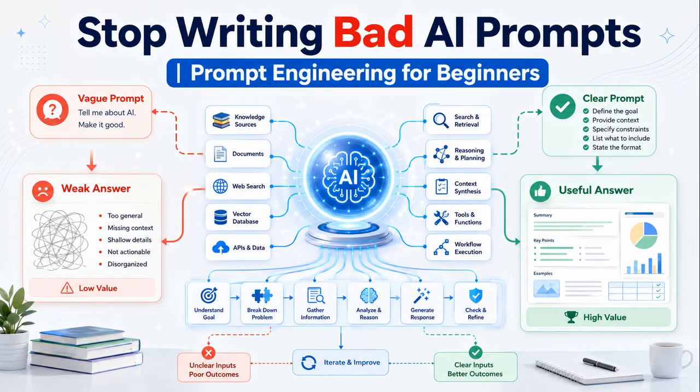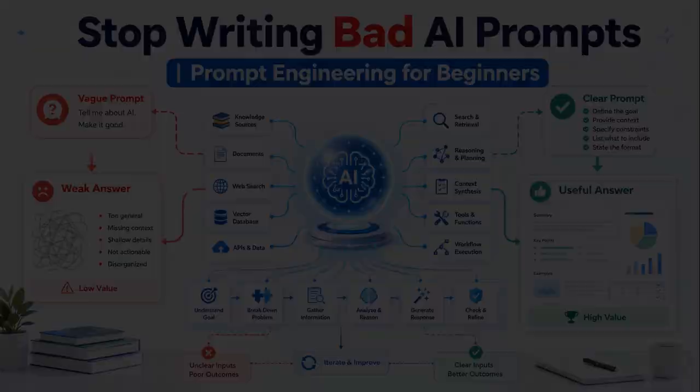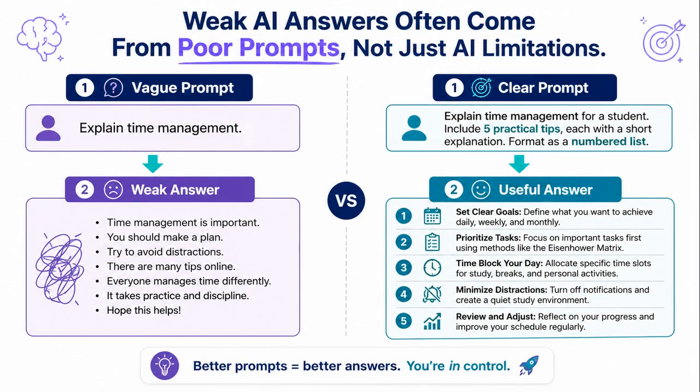Most ChatGPT answers are weak not because AI is bad, but because the prompt is unclear, vague, or missing context. Now let's look at how bad prompts create weak answers. Most weak AI answers do not happen because AI is useless. They often happen because the prompt is unclear. A vague prompt gives the model too many ways to guess. A strong prompt gives direction, context, output format, and constraints.